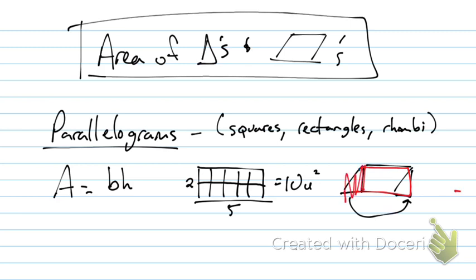It's cool. It's the same. That's why it's the same equation. So area equals base times height. That's going to take care of all your parallelograms. A square is technically a parallelogram, and so is a rectangle, because opposite sides are parallel.